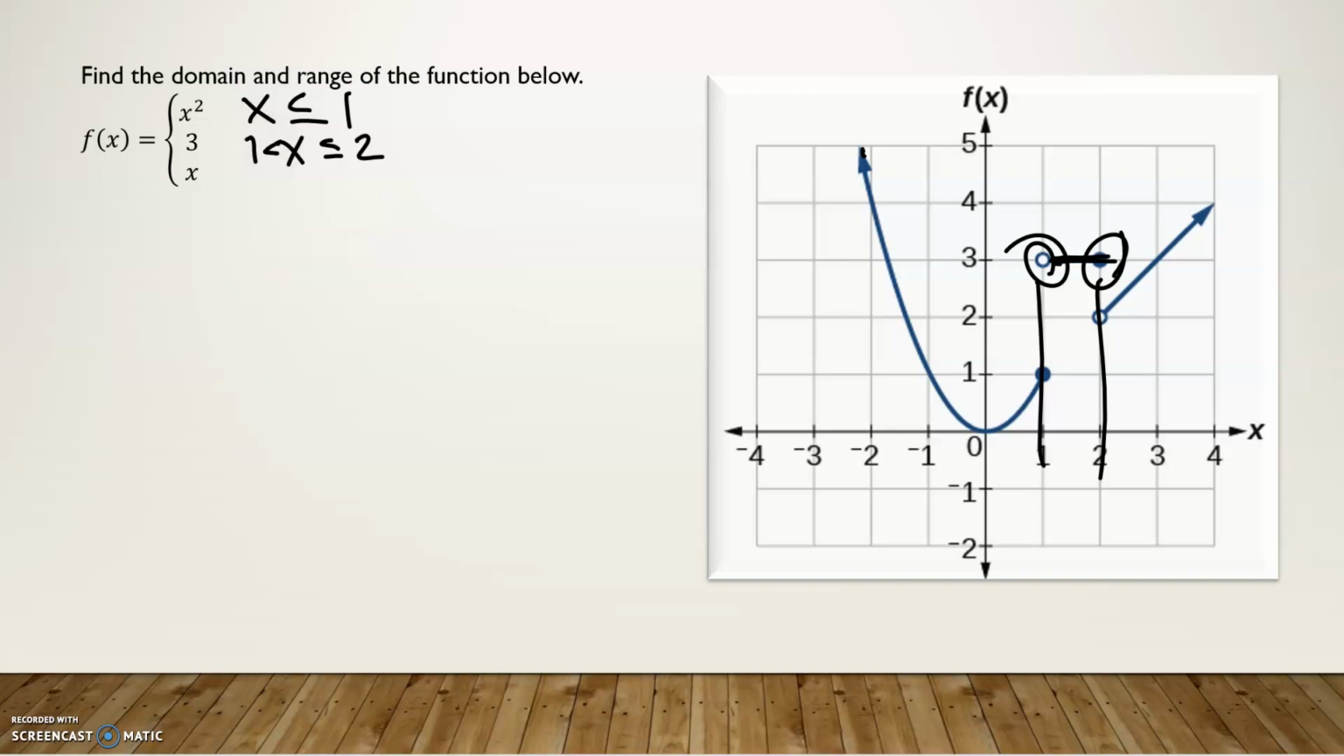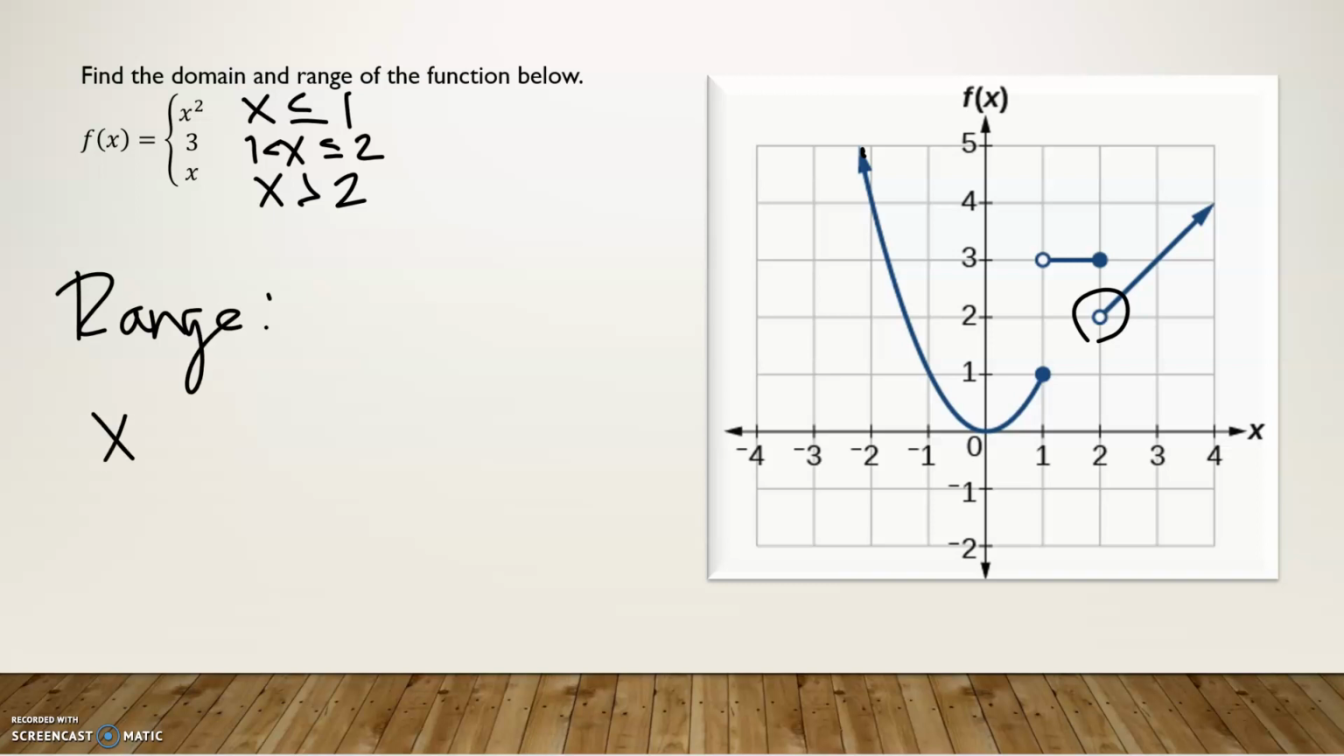And then our x value. The straight line here looks like it starts at 2, but it doesn't include it because of this open circle, and it keeps on going out to positive infinity. So we can say that x is bigger than, but not equal to, 2, and that would be our domains for each of those functions. Now let's look at the range.